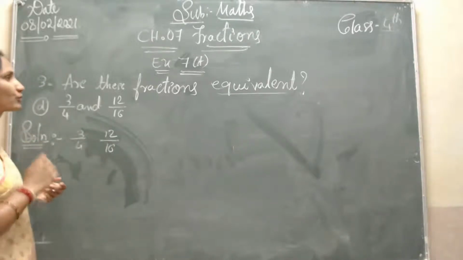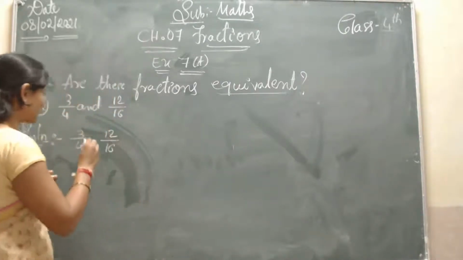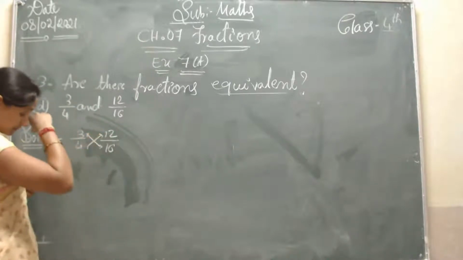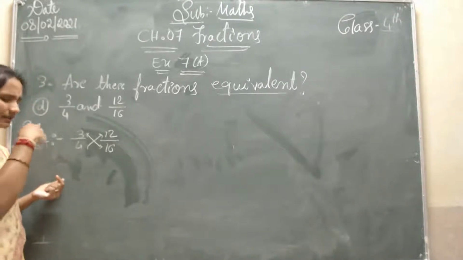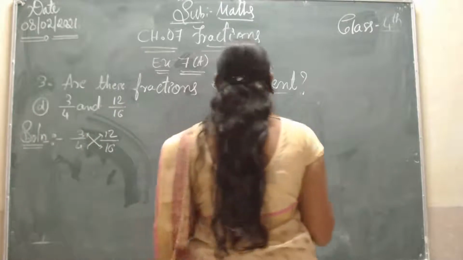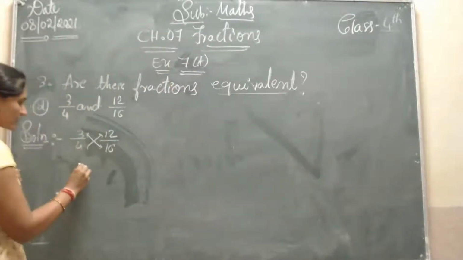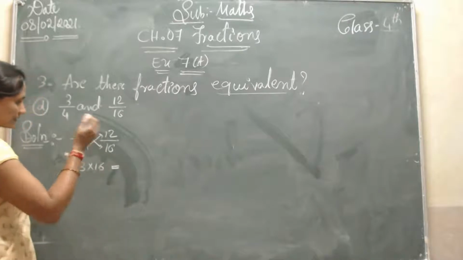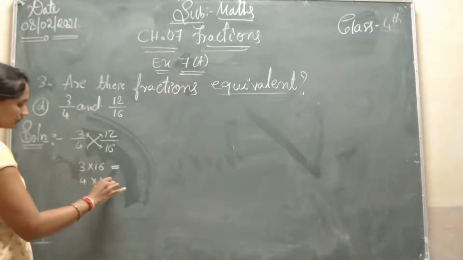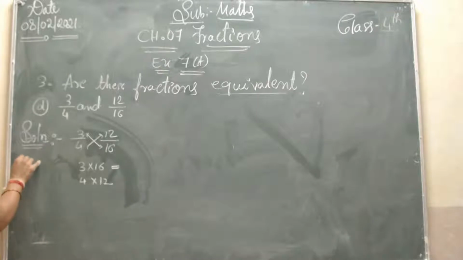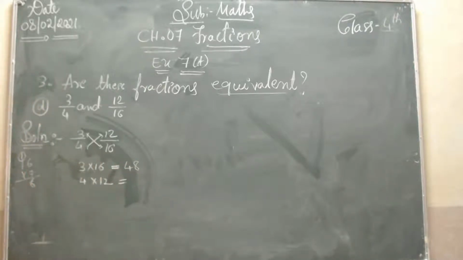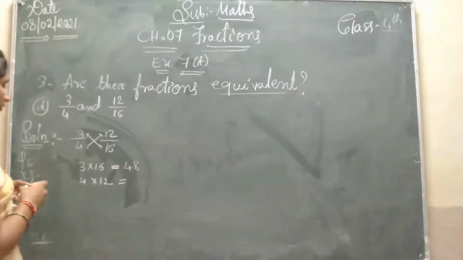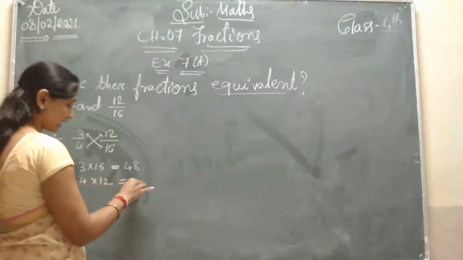Next, you do the cross multiplication of both. The denominators given are 4 and 16. This is not for LCM, don't take it for LCM. Just do the cross multiplication. So 3 into 16, students. Next, the cross multiplication 4 into 12. What is 16 threes? That is 48. Next, 4 12s, or 12 fours, that is also 48.